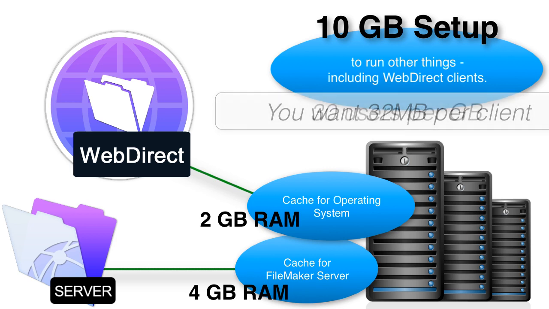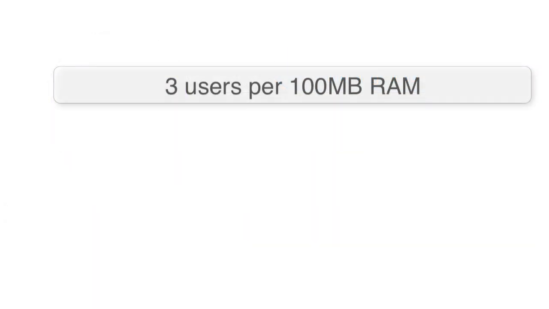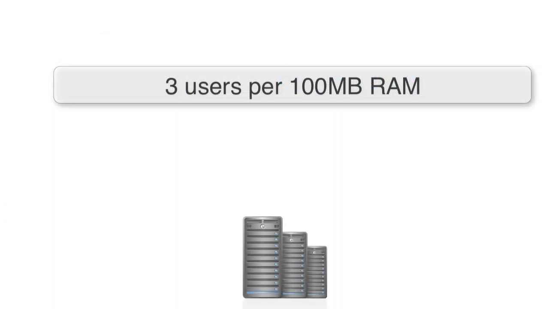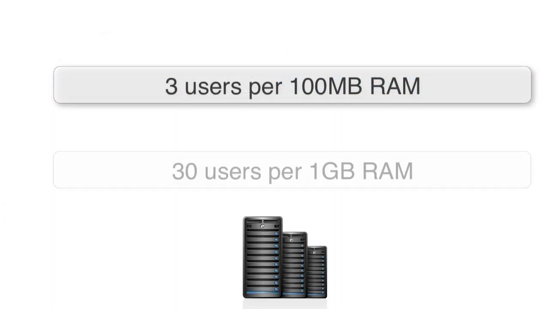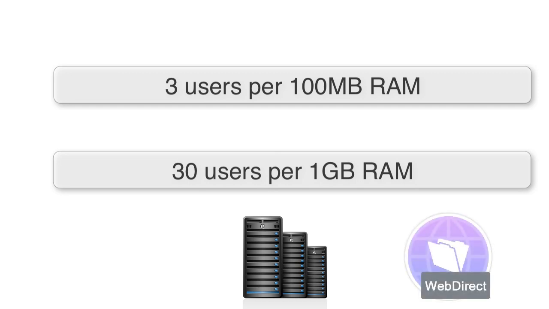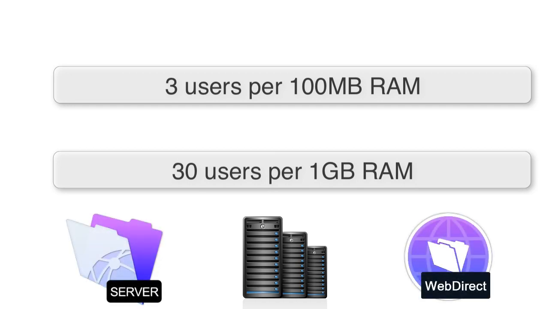So that's actually 30 per gigabyte. An easy number is 3 users per 100 meg of RAM, or 30 users per gig. How many users per gig? 30, yeah. Okay, so 3 users per 100 megs, or 30 per gig. That's pretty good. I like that. It makes the math easy.